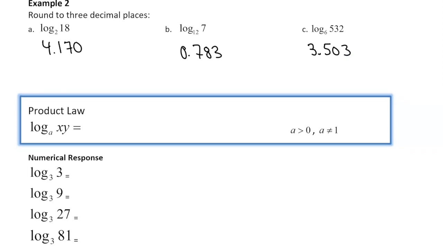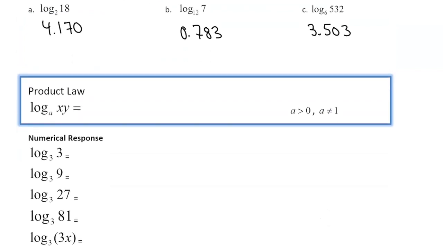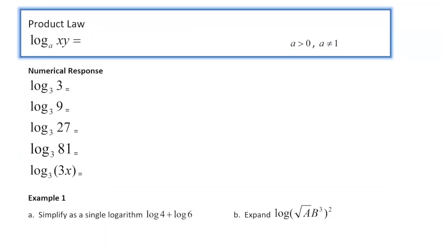Okay, here's our next rule. We have the product law. Okay, so the product law is going to say this. Again, let's just say it as it is. Log base a of xy is equal to log base a of x plus log base a of y. So when you have a log in which your values are being multiplied by each other, you can separate them into two separate logs being added together. That's the rule. And here's some of the reason behind it.